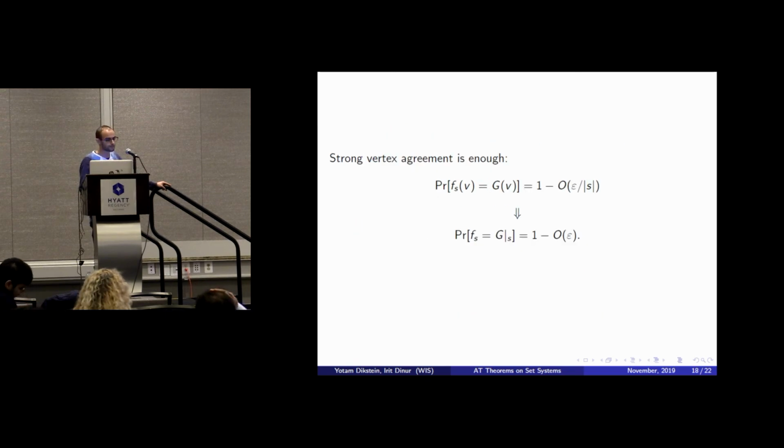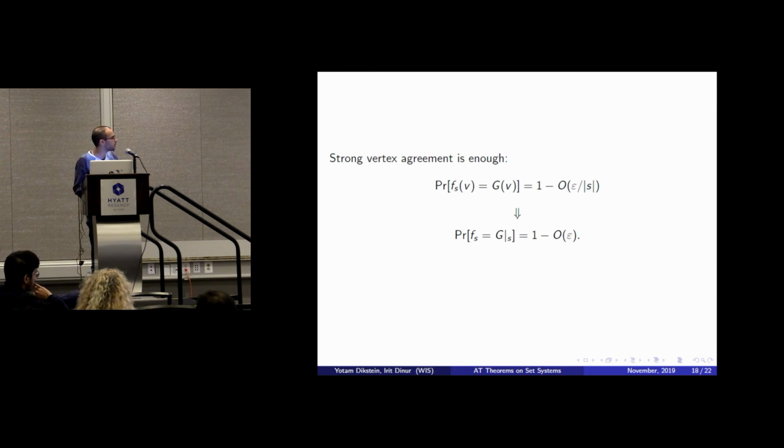And this statement is enough, because if I show that these local functions agree on a randomly picked vertex with this global majority function, then by a simple union bound, I can imply the guarantee that I needed for my theorem, that most of these local functions agree with the global function on the whole domain. So this is a union bound, and you can try it. It's not a very hard exercise.